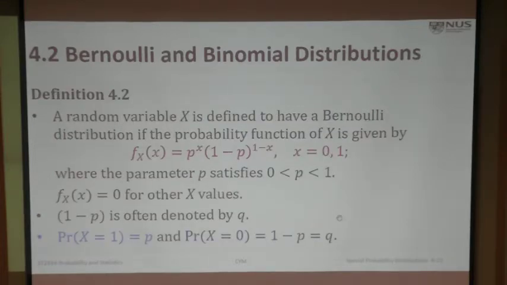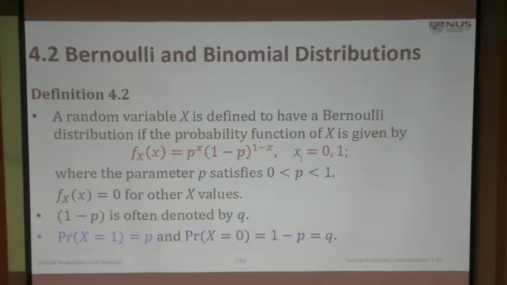This is what we say here. So we make the definition. A random variable is said to have a Bernoulli distribution if the probability mass function of x is given by this: fx of x is equal to p to the x times 1 minus p to the 1 minus x, where x can be 0 or 1.